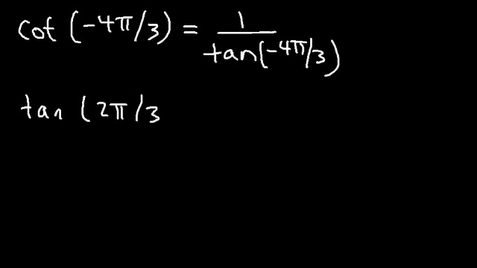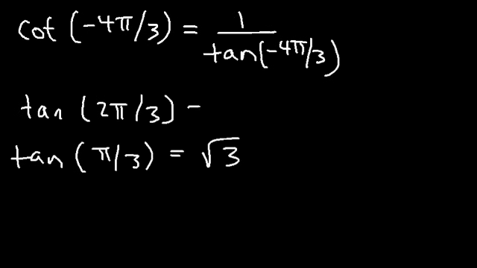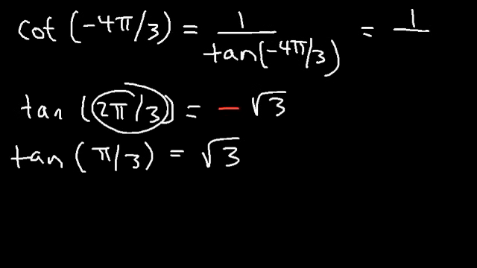Now what is the reference angle of 2 pi over 3? The reference angle is simply pi over 3, which is 60. And we know tangent 60 is simply root 3. Now pi over 3, which is 60, is in quadrant 1. 2 pi over 3, which is 2 times 60, that's 120. That's in quadrant 2. Tangent is negative in quadrant 2, so it's negative root 3. So tangent negative 4 pi over 3, which is a coterminal angle of 2 pi over 3, is the same. That's also negative root 3.